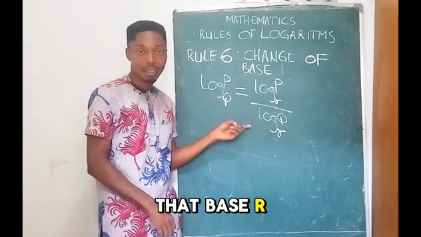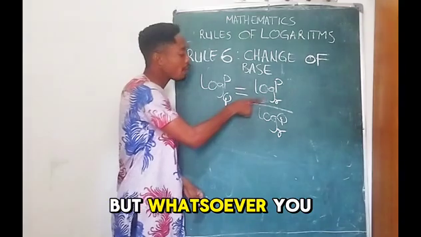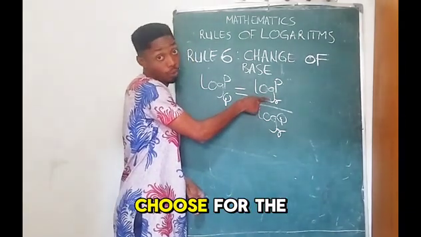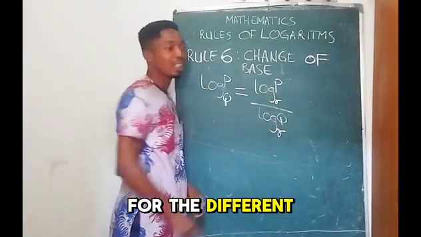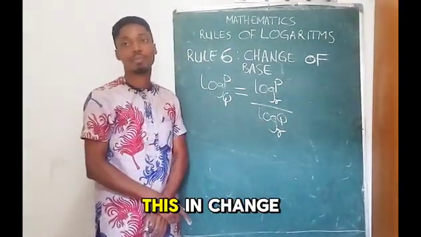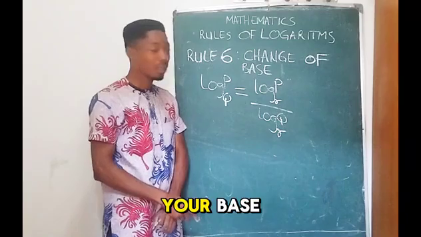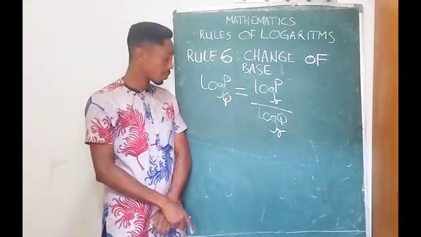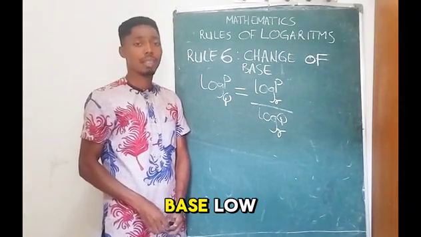That base r can be any base, but whichever base you choose for the numerator should be the same base you choose for the denominator. Take note of this in the change of base law or change of base rule. r is a common base. Let's look at an example of the change of base law.